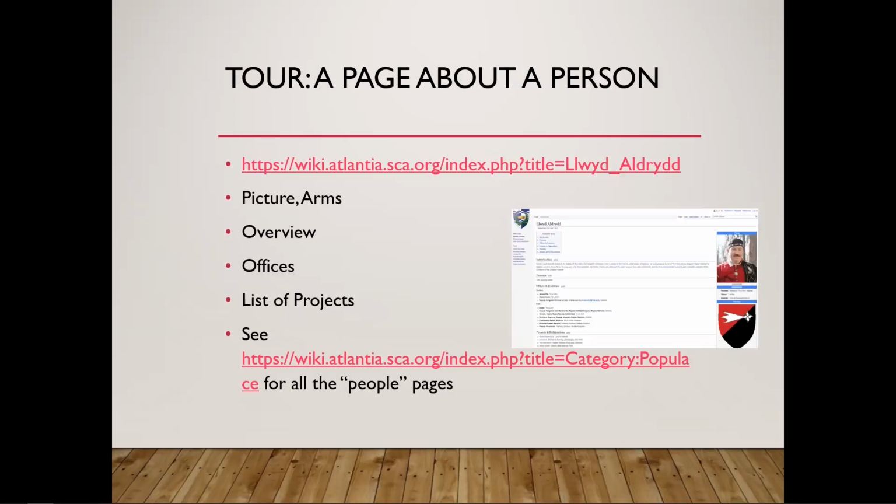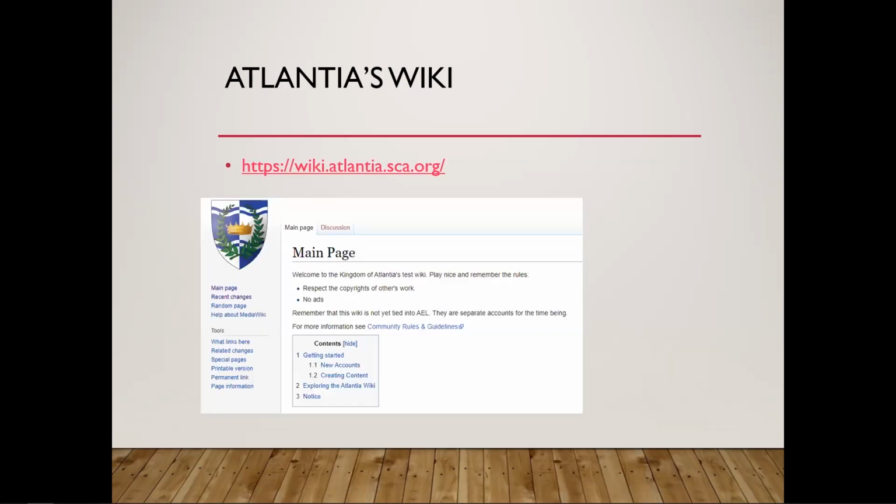So they're fun. Whoops. Let's back up there. So Atlantia has a wiki. Its address is wiki.atlantia.sca.org. This is what the main page looks like when you go there.